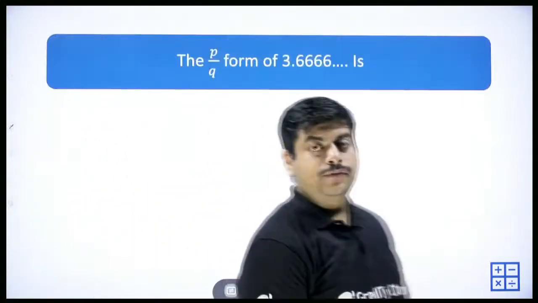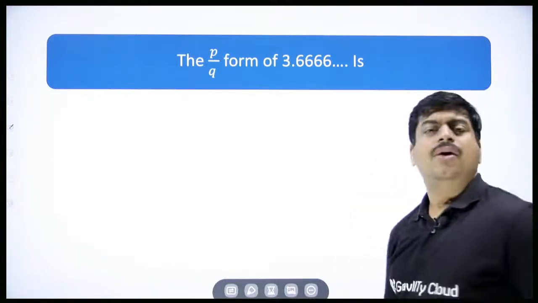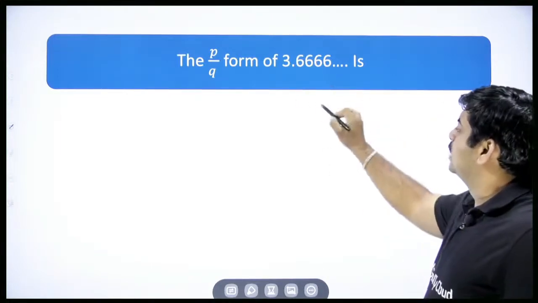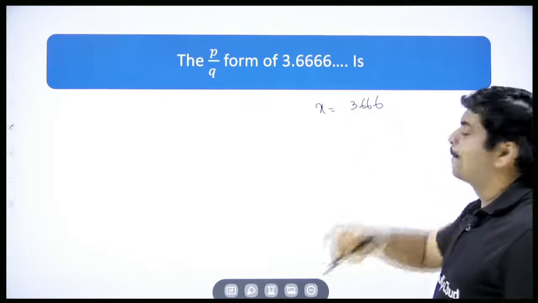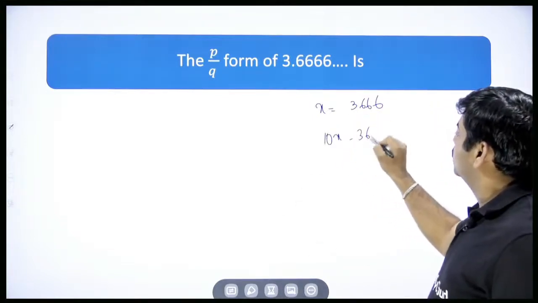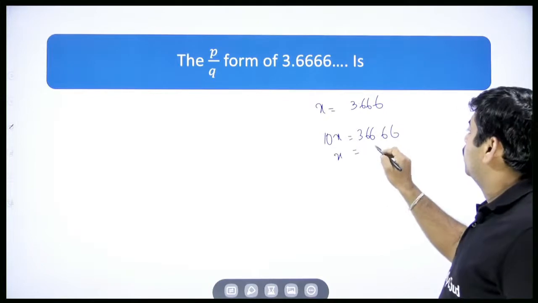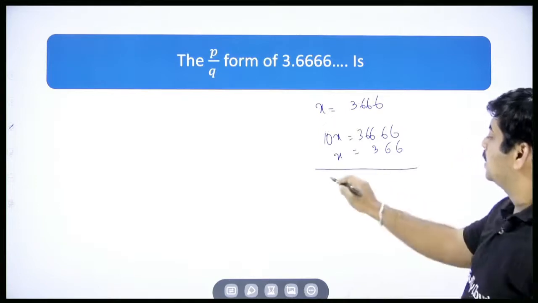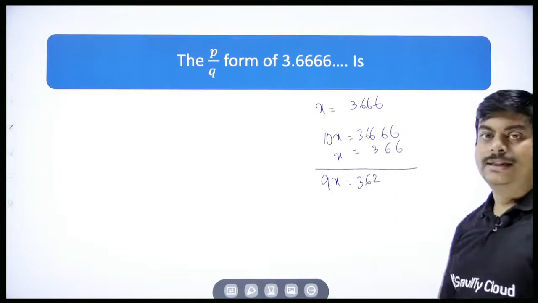Moving ahead, what is the next question we are having? The p by q form of 3.6666 is, we have discussed that in the previous classes, right? So once again, let's try to discuss that. Let's take x is equal to 3.666. So what is 10x equal to? It is 36.66. And x is equal to 3.66. So now you need to subtract these two. 10x minus x is 9x is equal to 3 6 minus 3 6.